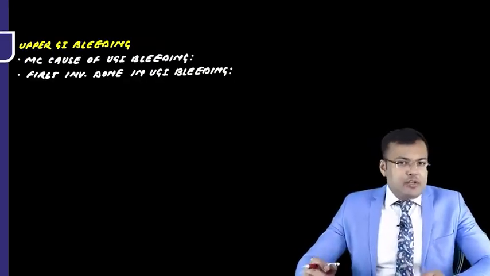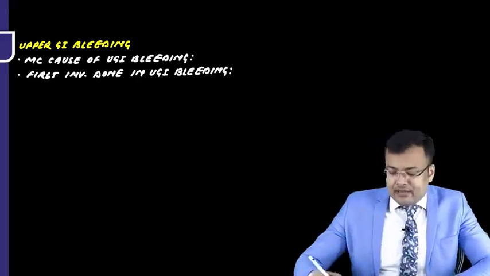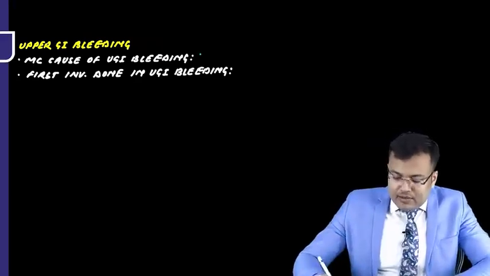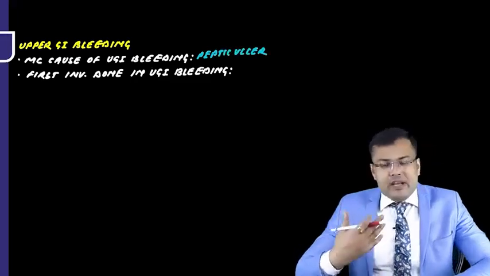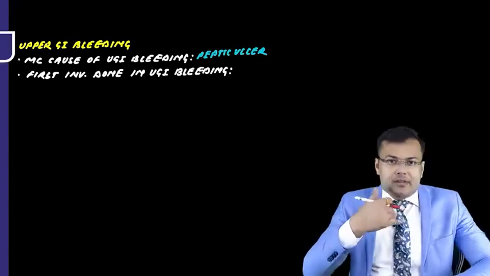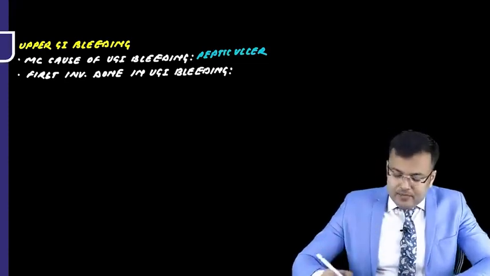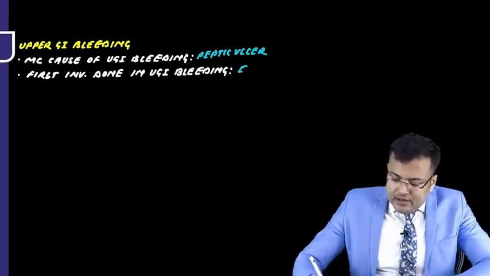What is the most common cause of upper GI bleeding? And that is peptic ulcer. Most common cause of upper GI bleeding, that is peptic ulcer. Clear? What is the first investigation done in upper GI bleeding? And you know, the first investigation done, that is endoscopy. So first investigation done in upper GI bleeding, that is endoscopy.